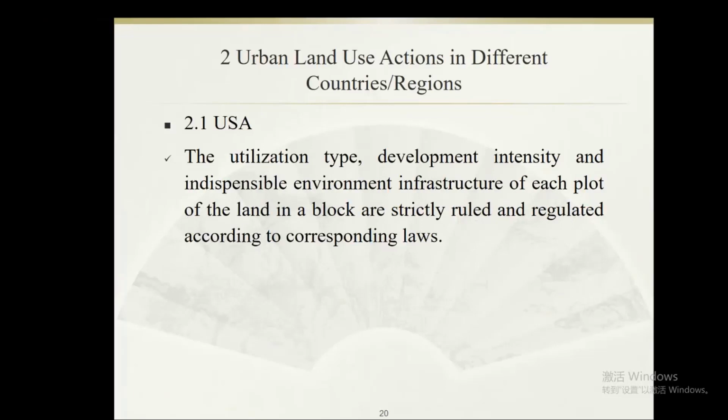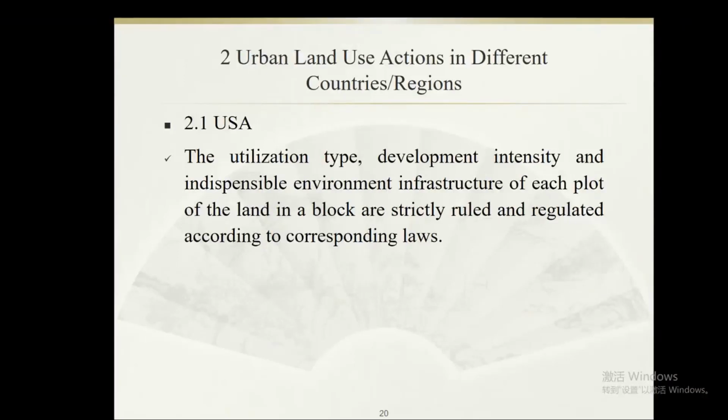The second part of my lecture here: the urban land use actions in different countries or regions. Let's check the USA, European countries, Japan, and Hong Kong in China, and also Beijing in China. Okay, first, USA.